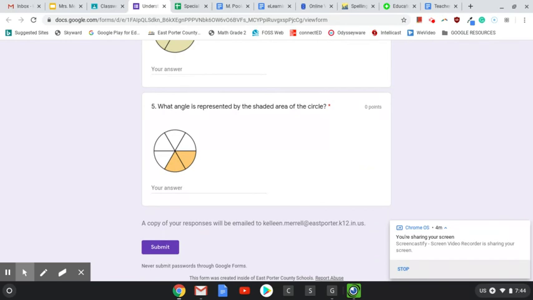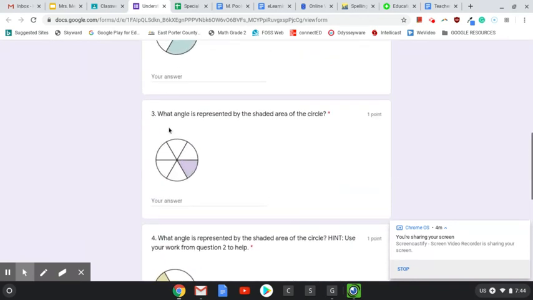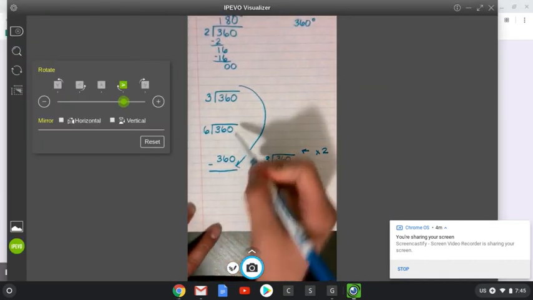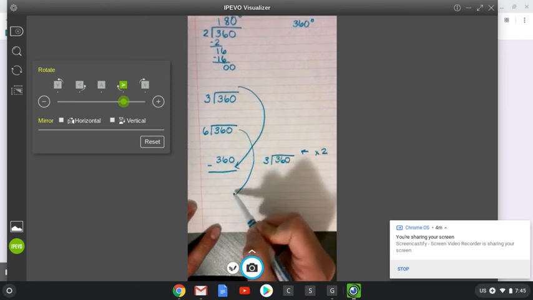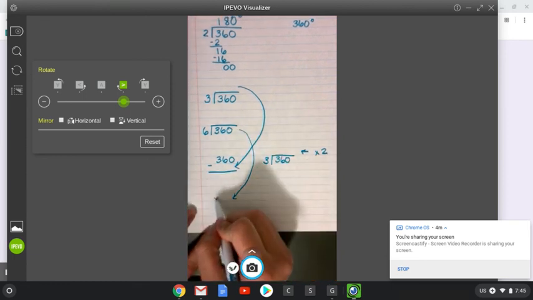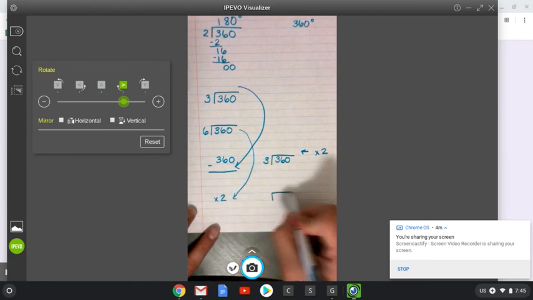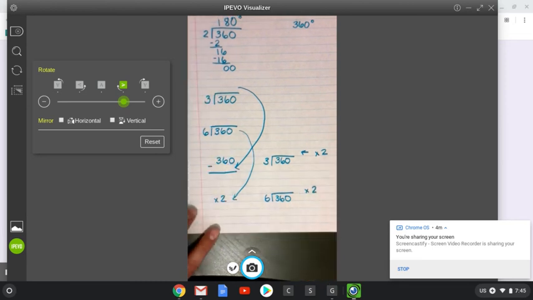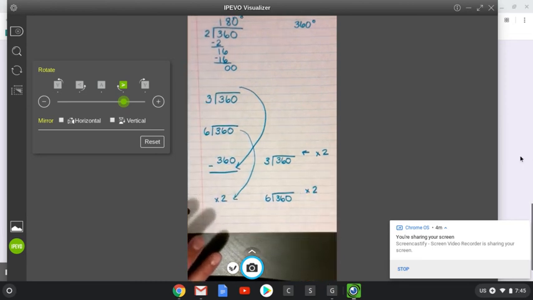And number 5, what angle is represented by the shaded area of this circle? Okay, this circle has 6 pieces. Again, we already did that on number 3, didn't we? So if you already have the answer to 1 piece on number 3, add it to itself again, okay? So number 5, whatever answer you got here, multiply it by 2. Okay, so 360 divided by 6 times 2, because there's 2 pieces of that exact same size.